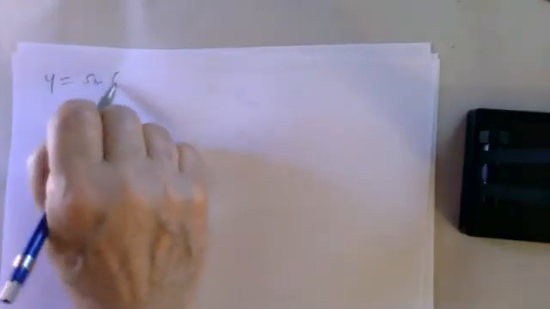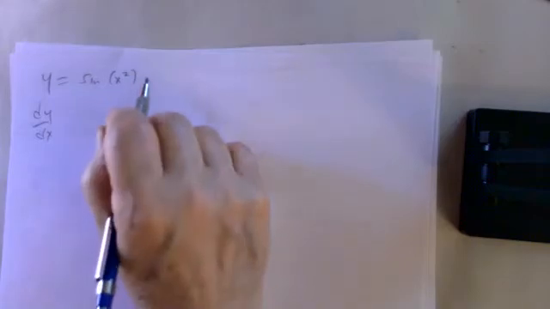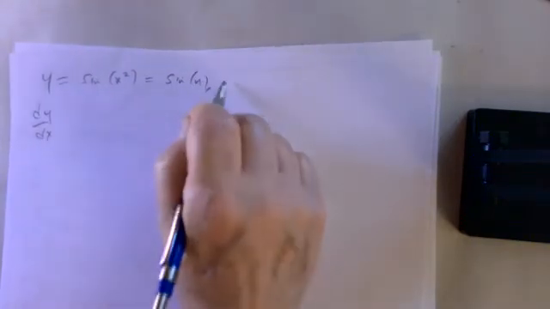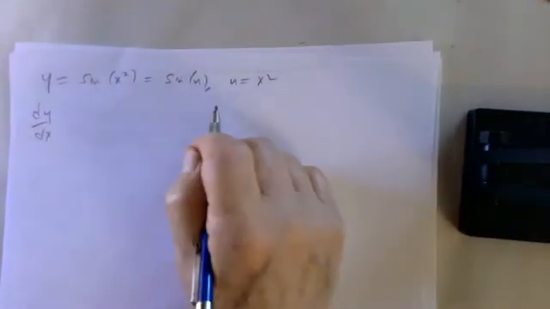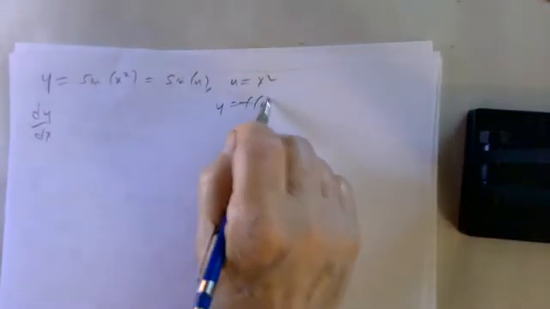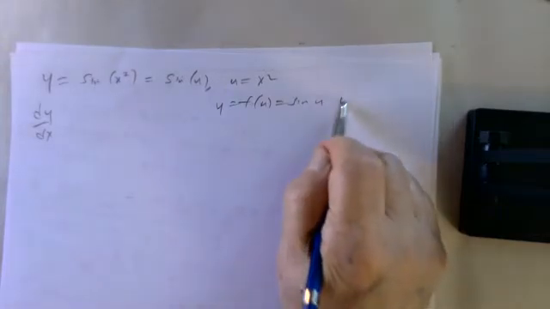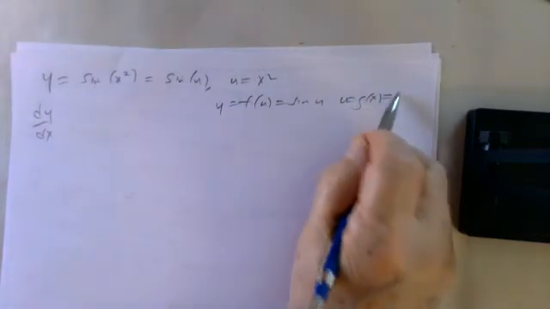Suppose we have the function y equals the sine of x squared, and we want dy dx. We can think of this as the sine of u, where u is x squared. So we have a function y, which is a function of u, f of u is sine of u, and u, which is some function of x, is x squared.